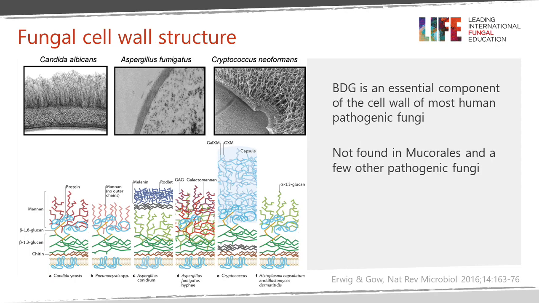The fungal cell wall in most fungi contains quite a lot of Beta-D-glucan. It's an essential component of this fungal cell wall for most species, with the major exception of the Mucorales and some other rarer Basidiomycetous yeasts and fungi. And the amount of Beta-D-glucan released varies to some extent, and therefore the sensitivity varies in different clinical settings.